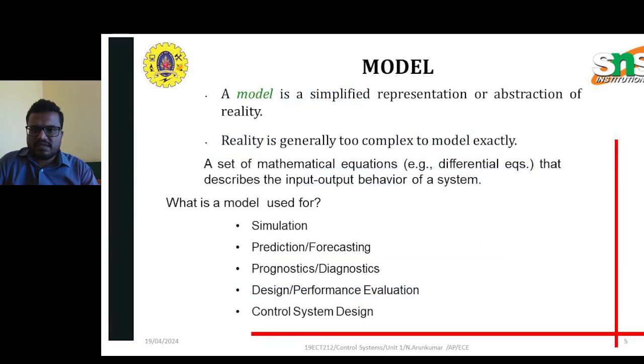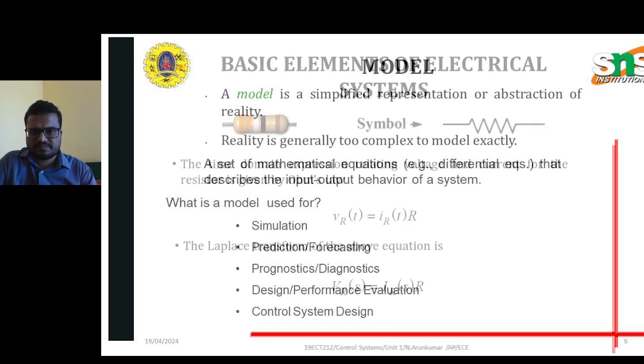Model. A model is a simplified representation or abstraction of reality. Reality is generally too complex to model exactly. So models are used for the simulation process, prediction, diagnostics process, design or performance evaluation, and control system design.